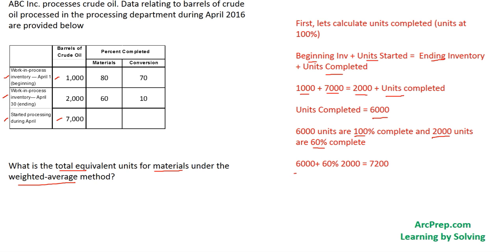Now I'm going to add 6,000 units. I cannot add the 2,000 directly because 6,000 units is 100% complete. The 2,000 is 60% complete. The equivalent units for this is 60% times 2,000, and that is 1,200 units. So now I can add them up, and what I'll find is 7,200 units for materials under the weighted average method. Let's look at the same problem for conversion as well to make sure that we understand it correctly.